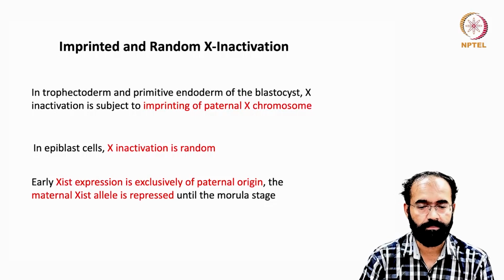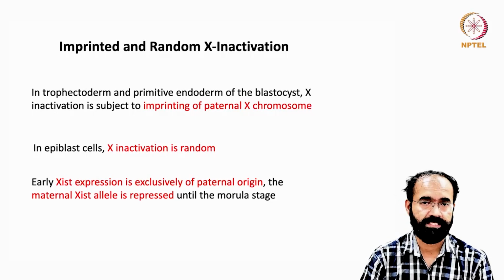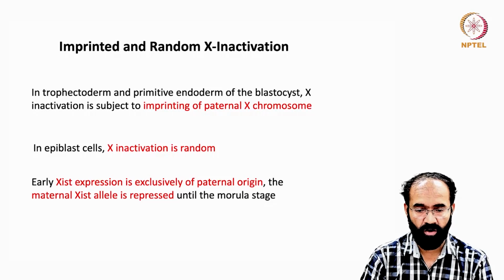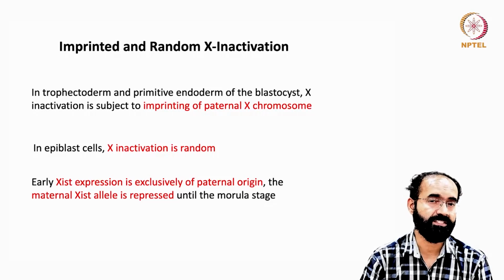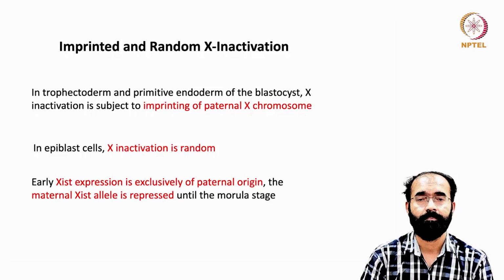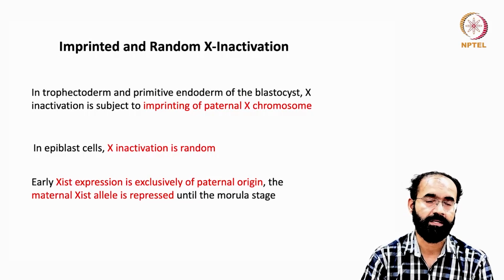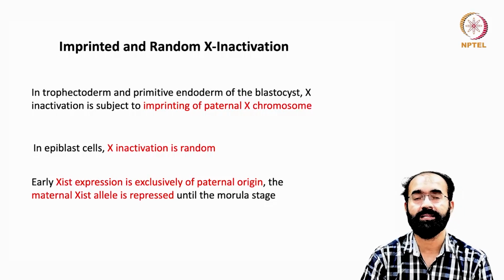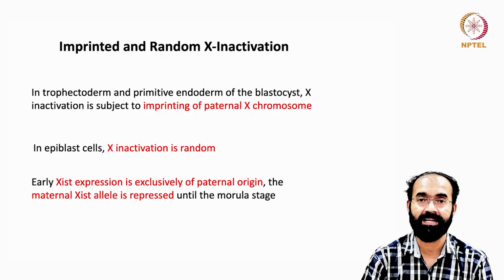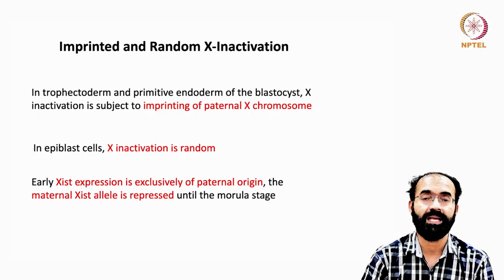In trophectoderm and primitive endoderm, this is embryonic terminology of the blastocyst, X inactivation is subject to imprinting of the paternal X chromosome. This is what is called imprinting, meaning there is no equality given to the maternal copy and the paternal copy, or here it is biased to inactivate the paternal copy, the father's copy, until this stage. So that is why we call it imprinting. It is being assigned to do so.